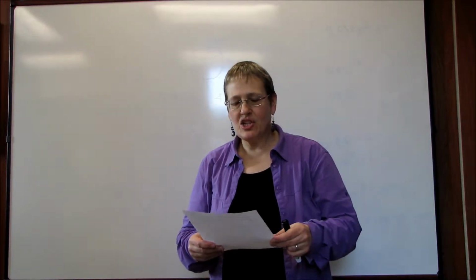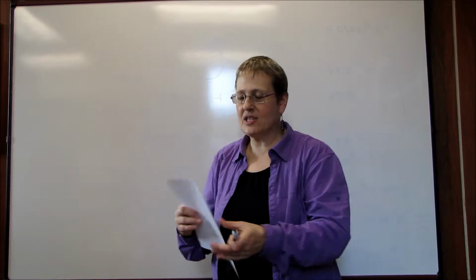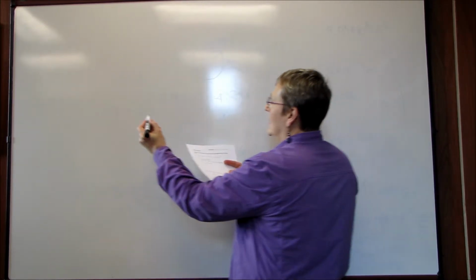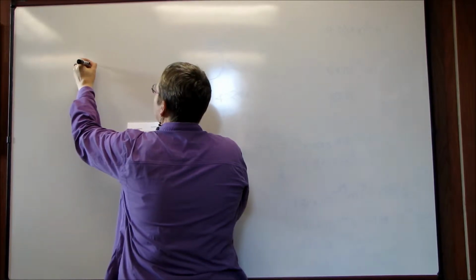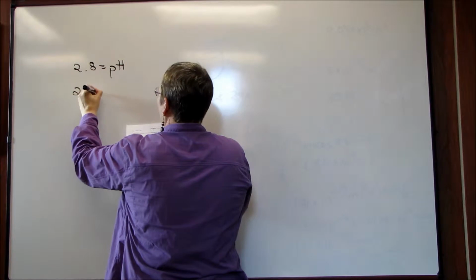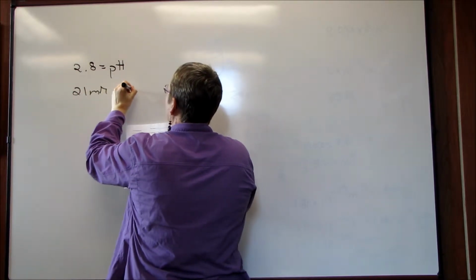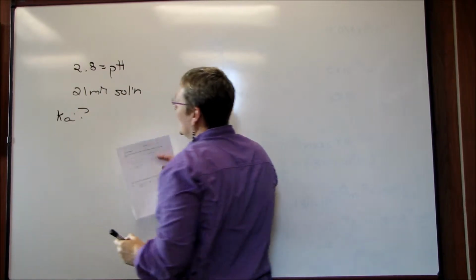Okay, team challenge number 2 was about figuring out pHs of weak acids. So in the question, you're given a pH of 2.8 for a 21 millimolar solution, and you have to figure out what the Ka is. So, what do we know?